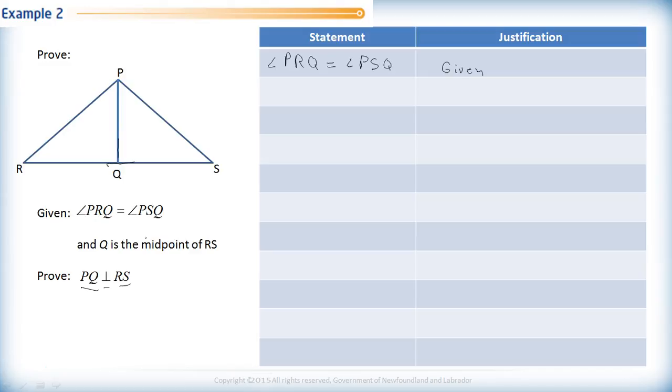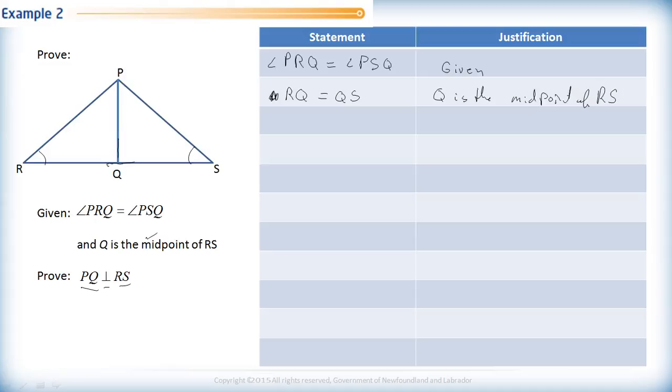Then they also tell us that Q is the midpoint of RS, which tells me that RQ, whoops, not an angle, this is a side, RQ is equal to QS, and that's because Q is the midpoint of RS. Okay. So we've got that much, and we should write on our diagram everything that we state so we keep track of it all.